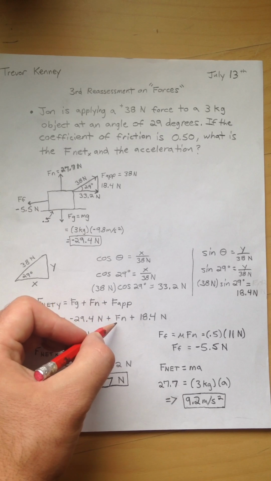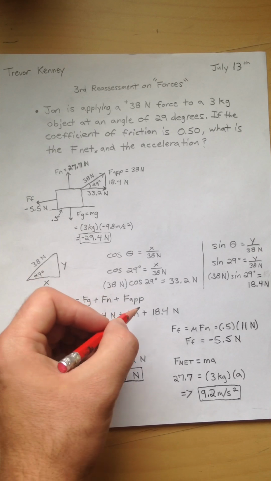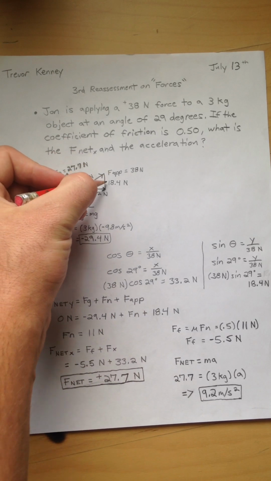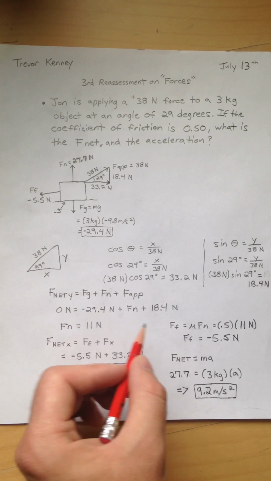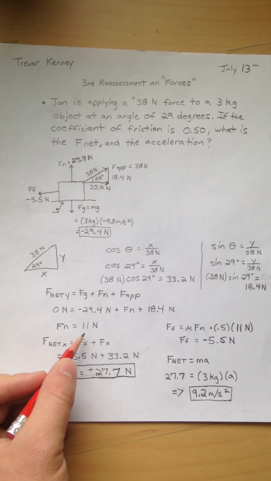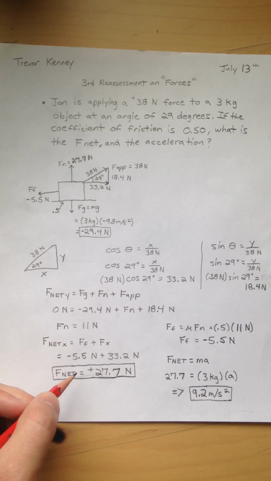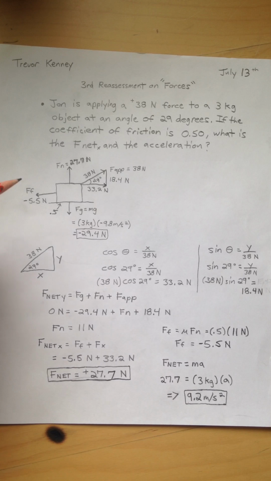We bring down the normal force. We're trying to find the normal force. And then we have the force applied, which is 18.4. So we just do a little algebra and we get the normal force is 11 newtons, which we're going to use to find the force of friction.